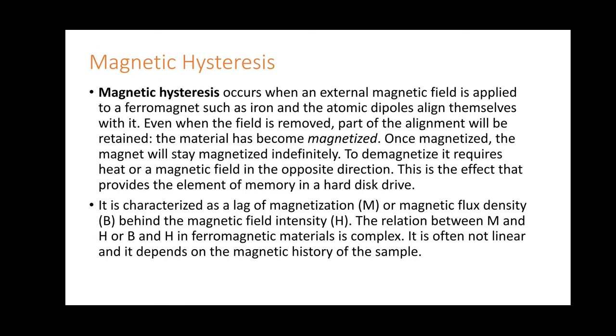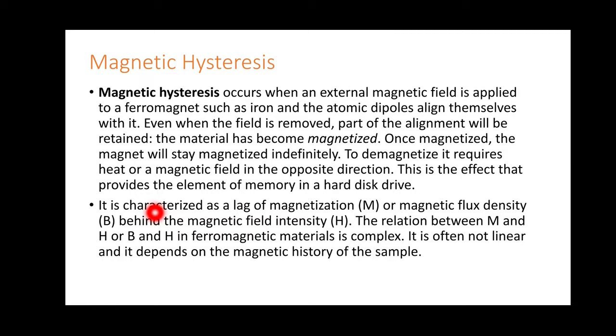Now, what is magnetic hysteresis? Magnetic hysteresis occurs when an external field is applied to a ferromagnet, such as iron, and the atomic dipoles align themselves with it. Even when the field is removed, part of the alignment is retained. The material has become magnetized. Once magnetized, the magnet will stay magnetized indefinitely. To demagnetize it requires heat or a magnetic field in the opposite direction. This is the effect that provides the element of memory in the hard disk drive.